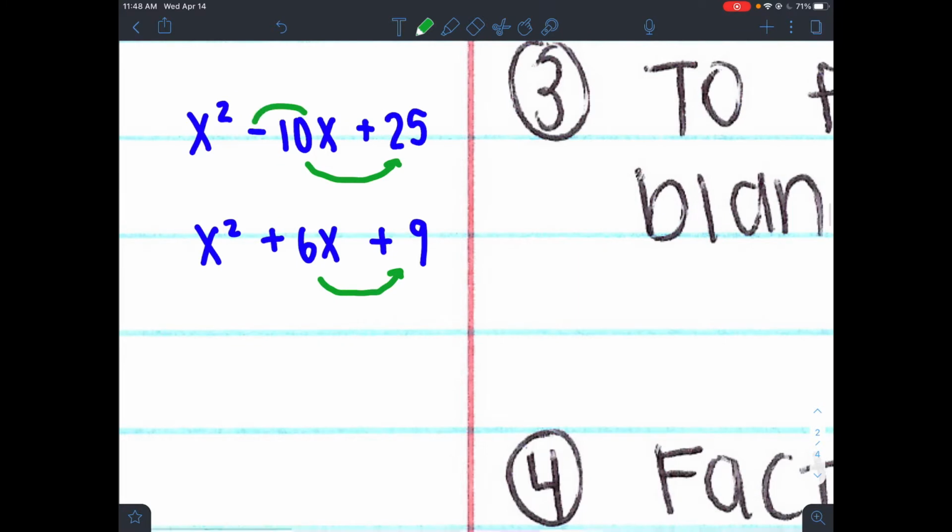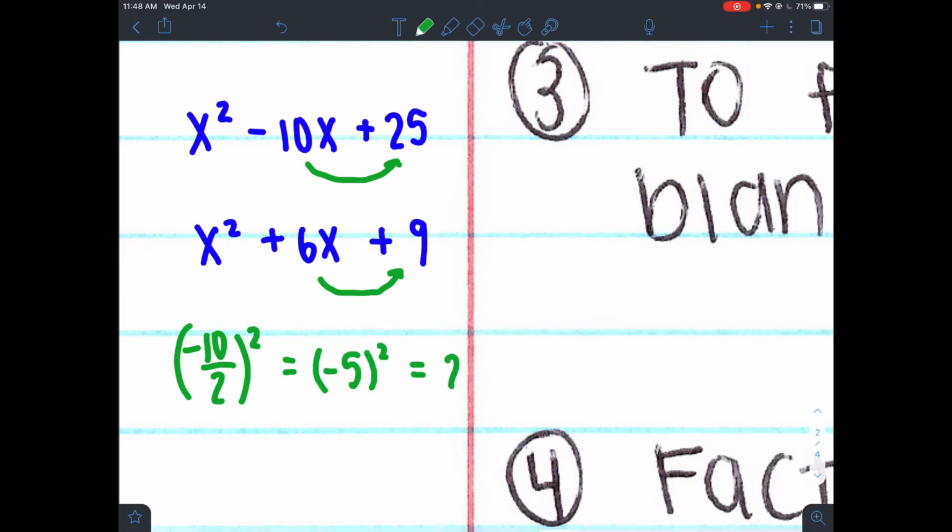So negative 10 is your B value here. If you do negative 10 divided by 2 squared, well, negative 10 divided by 2 is negative 5. And what's negative 5 squared? 25. That's how you end up with this guy right here.